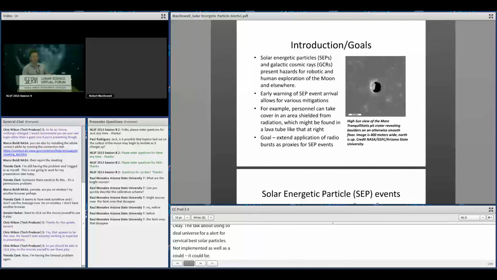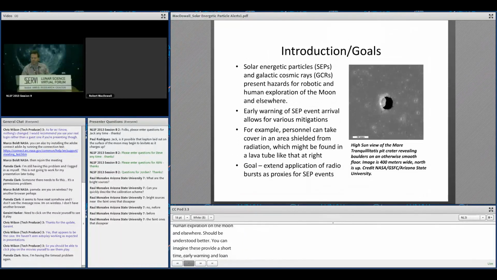So the goals for this talk are that the solar energetic particles and galactic cosmic rays as well, which present hazards for robotic and human exploration of the moon and elsewhere, should be understood better. You can imagine that these bursts provide a short time early warning, allowing for various mitigations, like getting behind some sort of shielding or moving your equipment behind some sort of shielding.